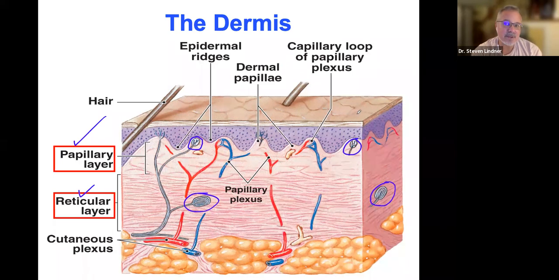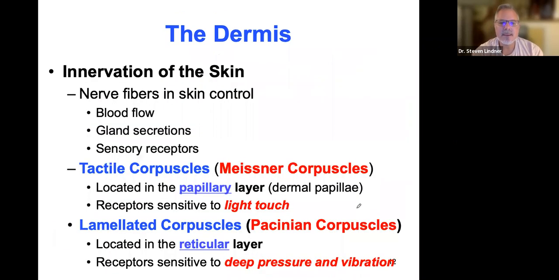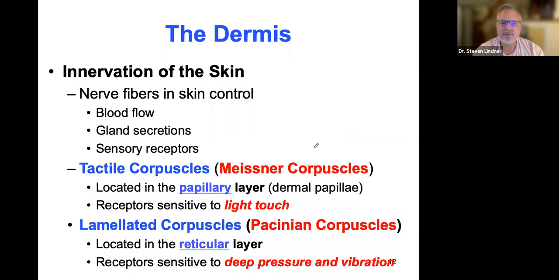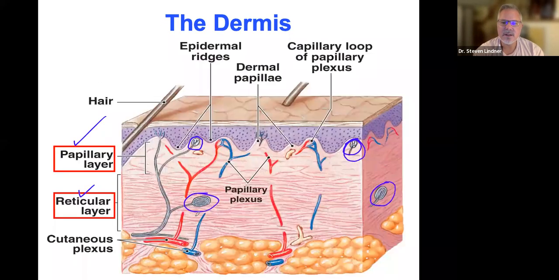So if someone gently taps on your shoulder, it's these free nerve endings that will pick it up. But the Pacinian corpuscles, which are deeper, are for deeper pressure. These up here are called Meissner's corpuscles, your tactile corpuscles. They're for light touch. But the Pacinian corpuscles, which are lamellated corpuscles, which are here, are for deeper pressure.